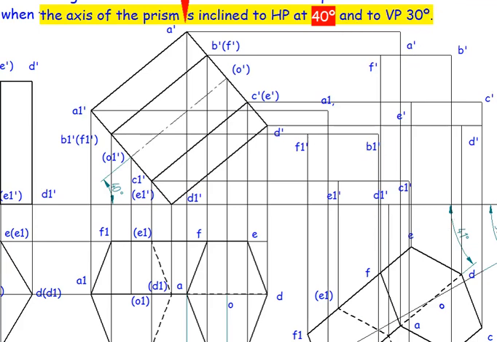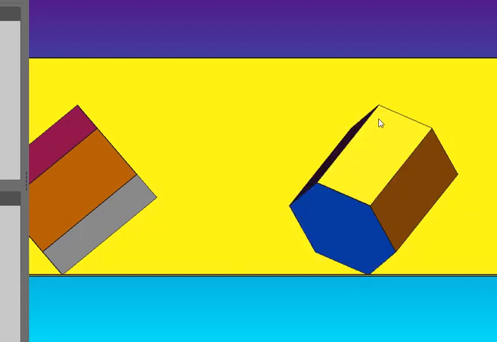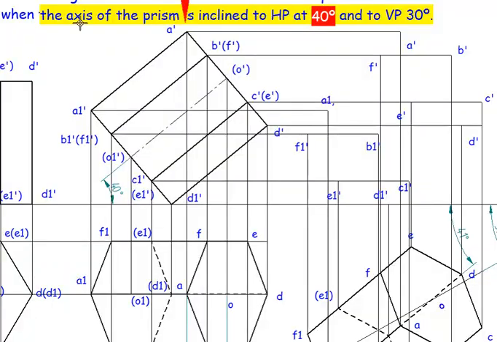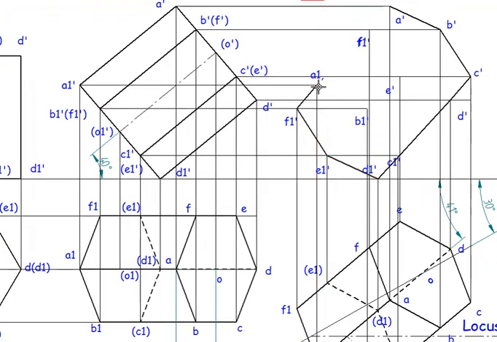So the next thing is we need to join the outer boundary of the solid. These are the outer boundary. So go for lines. So I'm going to join this point A dash to B dash to C dash to D dash to D1 dash to E1 dash to F1 dash to A1 dash, from A1 dash to A dash.